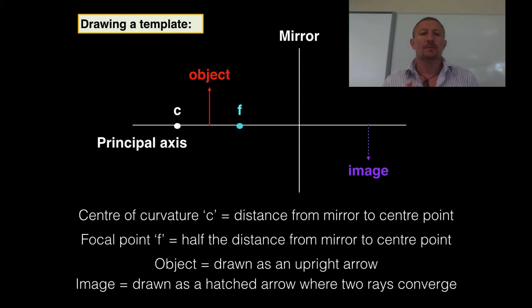Principal axis, mirror, you need the center of curvature or focal point, and then place the object. Your image will be decided upon when you draw your diagram using the laws. So let's look at the first curved mirror, and we're going to look at a concave mirror.